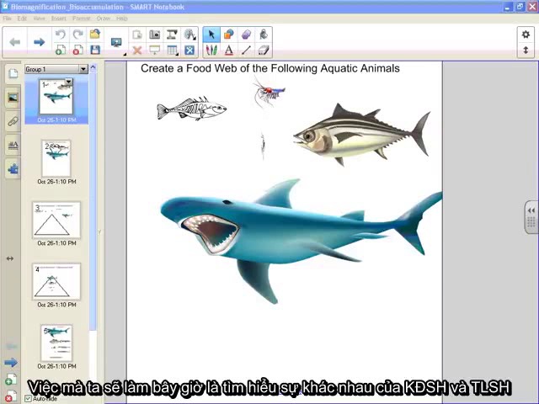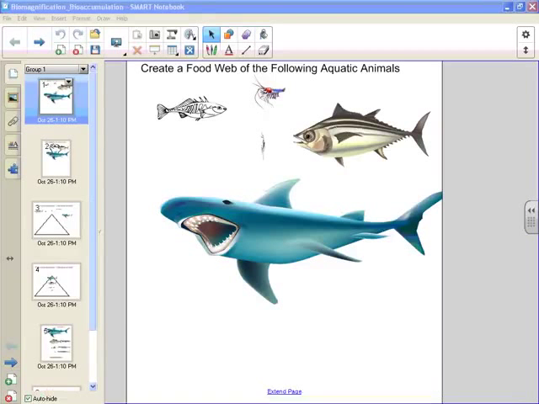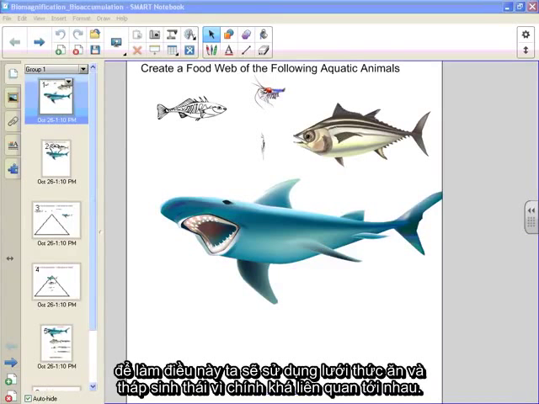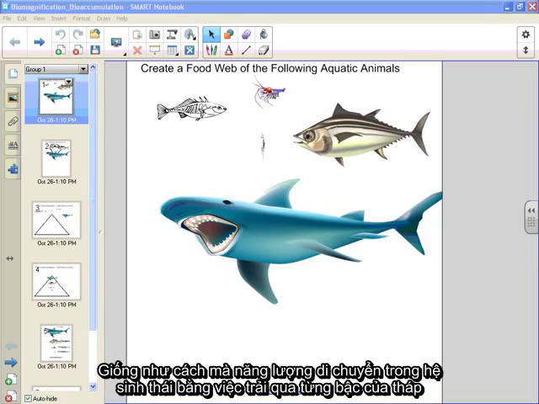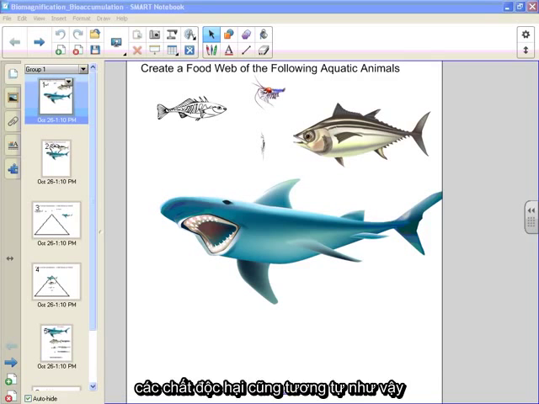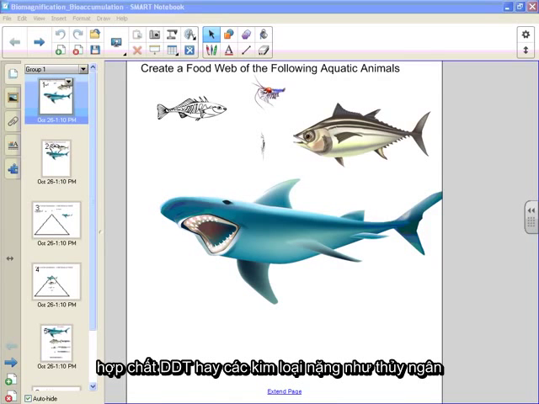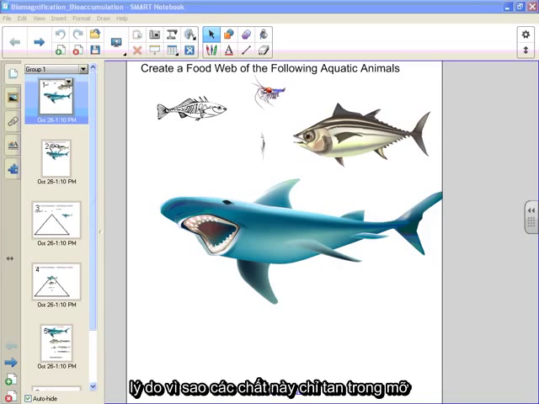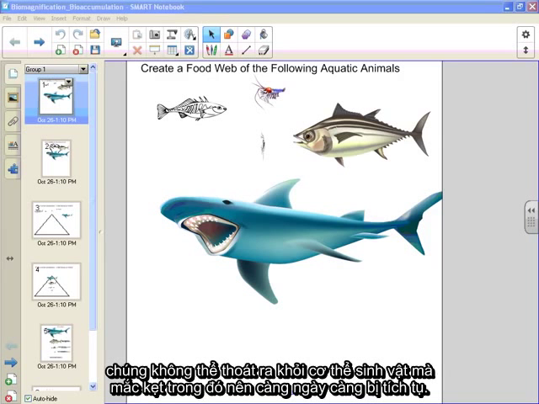Going to do is we're going to look at how bioaccumulation and biomagnification are different. We're going to use food webs and food pyramids because they're kind of related. The same way that energy travels through a system of trophic levels, toxins can do the same thing, like pesticides like DDT or heavy metals like mercury. The reason why is because they're fat soluble. They're trapped in the animal. They don't escape from the animal. So concentrations can build up.